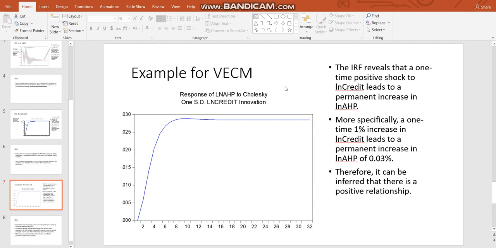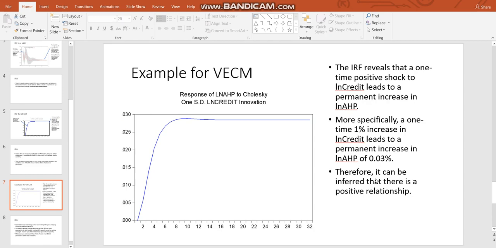how would you analyze, say, this particular impulse response function? You'd say the IRF reveals that a one-time positive shock to Lun credit leads to a permanent increase in Lun AHP. More specifically, a one-time 1% increase in Lun credit leads to a permanent increase in Lun AHP of 0.03%. Look at my y-axis there, 0.03. Therefore, it can be inferred that there's a positive relationship.